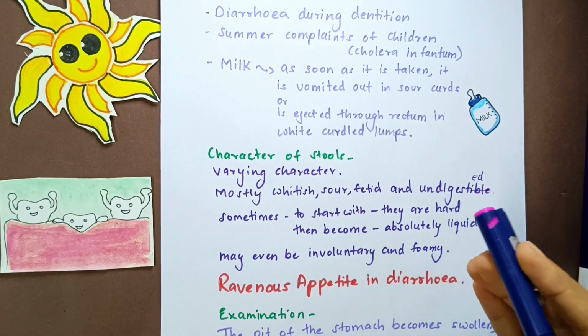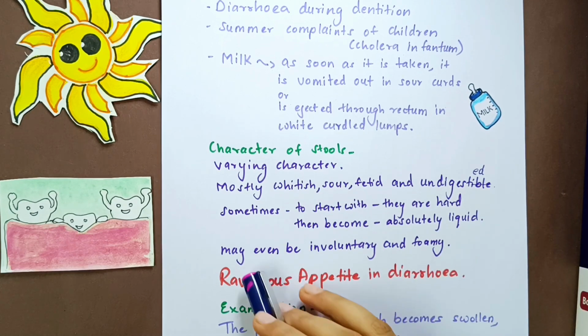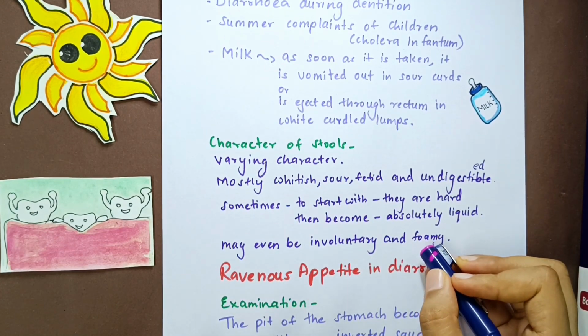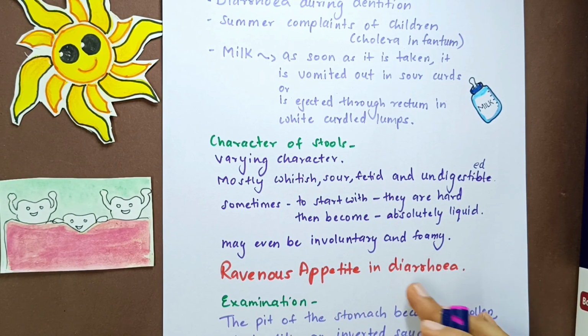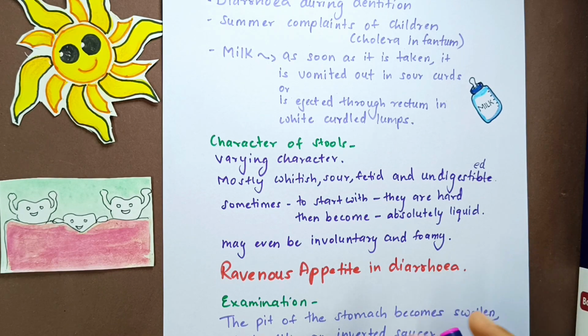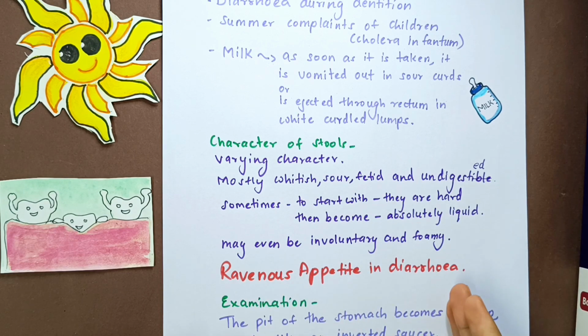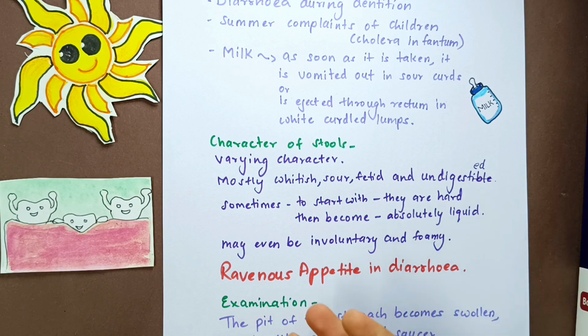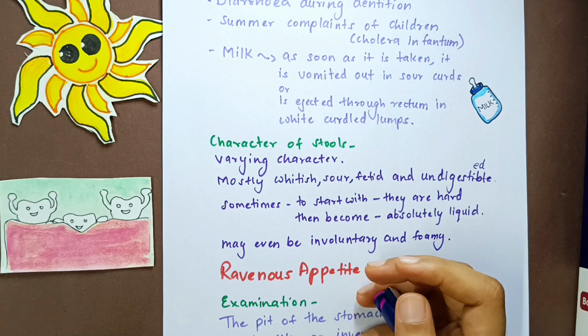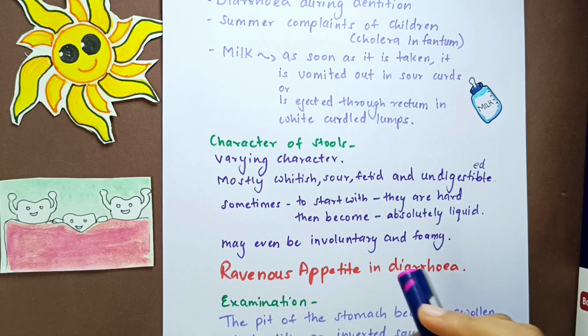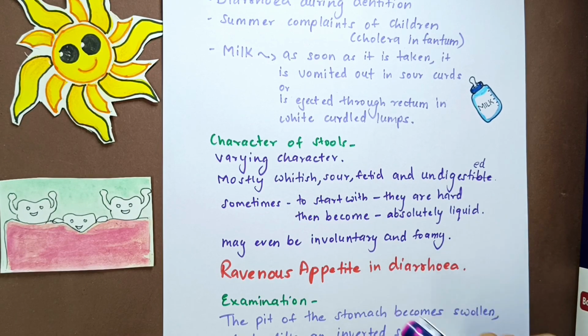Sometimes, to start with, the stools are hard, but then they become absolutely liquid, and they may even be involuntary and foamy. Then what is the concomitant? The most important thing is that they have ravenous appetite with diarrhea. This is something present along with diarrhea, so it is a concomitant symptom. Not all patients of diarrhea will tell you that they have ravenous appetite. Some might say they don't even feel like eating, they feel so weak. But this patient has ravenous appetite in diarrhea, which is a very important symptom.